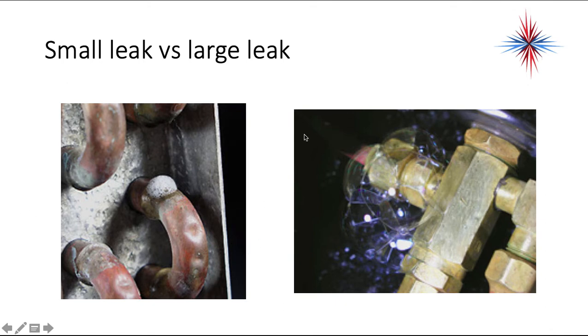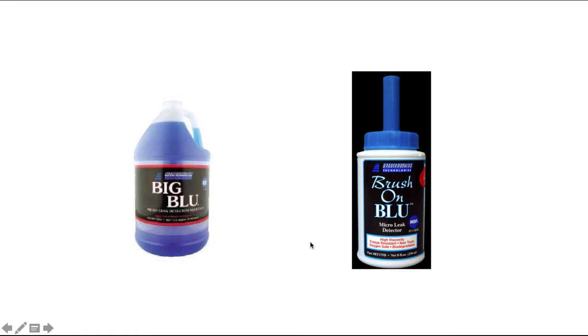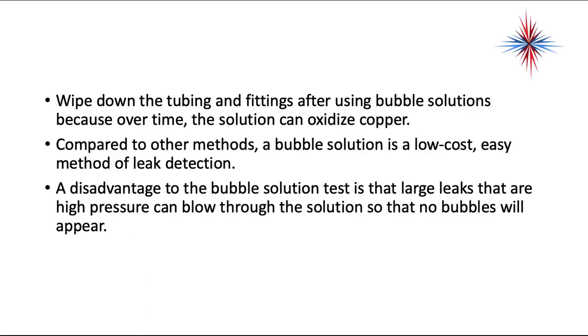You can use bubble solutions to find the leaks, okay? Here's a small leak, and here's a large leak when you spray it with soap bubbles. By far, this is the best way to find refrigerant leaks. Big Blue and Brush on Blue are two leak detectors that are usable. It comes in a gallon jug, and you can refill whatever spray bottles you use.